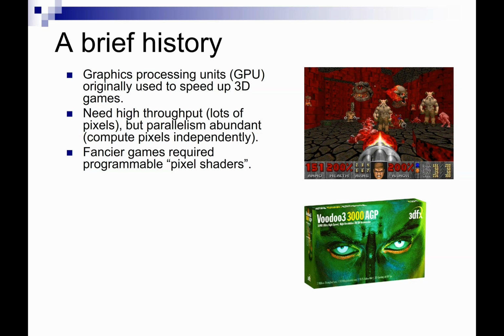That was how these graphics processing units came about, as co-processors for the CPU to run these games. On the right over here, we have this Voodoo 3 card, which was a very popular card back in those days. And that could let you play these games, like the game that you see above, which is called Doom. This is one of the first, either the first or second Doom.